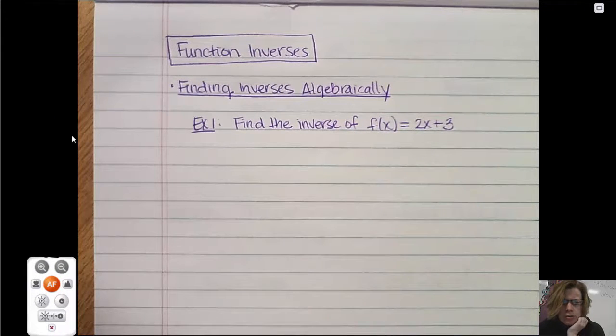Today we'll learn about inverses of functions. There are really two ways that we can find inverses. The first is algebraically, and the other is graphically, neither of which should really be too much of a surprise. So we're going to do this with examples. Our first example is to find the inverse of the function f of x equals 2x plus 3.